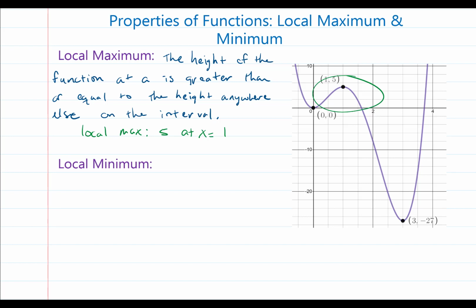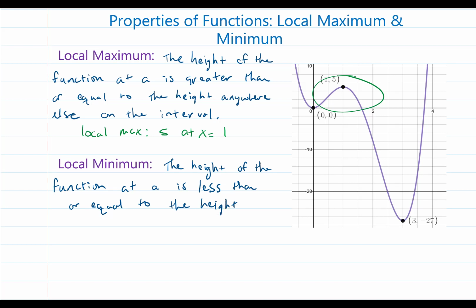Now let's look at the local minimum. The definition of the local minimum, very similar to the definition of the local maximum, is the height of the function at a, which is a y value, is less than or equal to the height anywhere else on the interval.